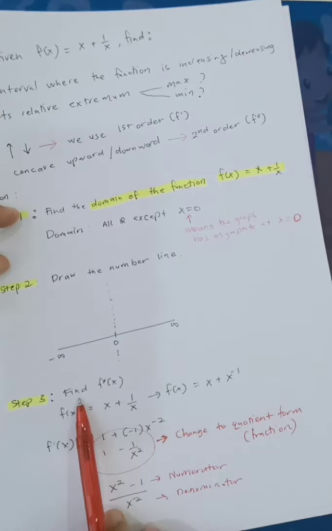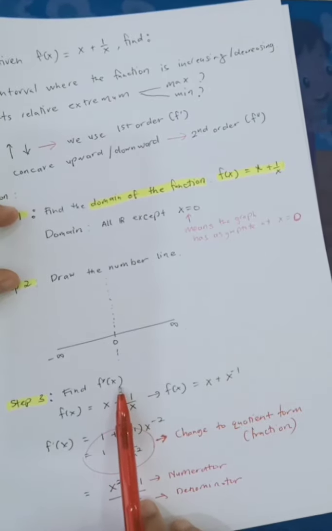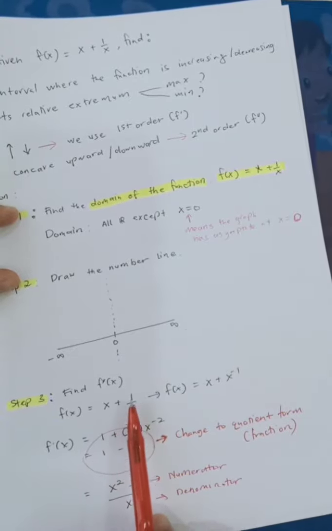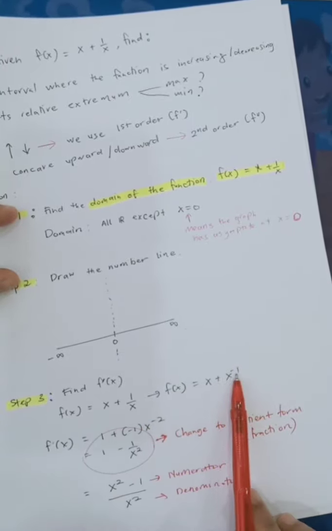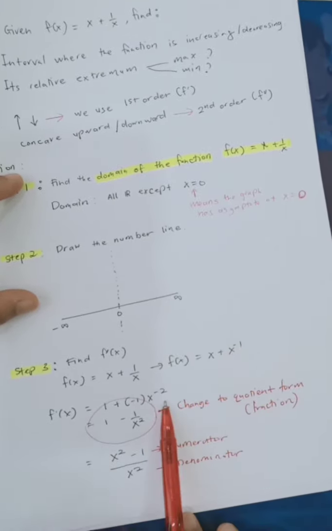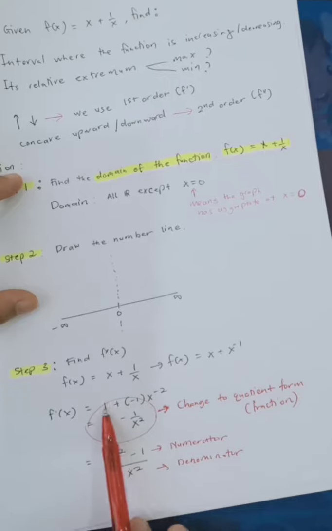Step number 3, find f prime x. Differentiate first order from the function. Our function is x plus 1 over x. 1 over x changes into the pattern x to the power of negative 1. Differentiate this, you get 1. Differentiate x, you get 1.